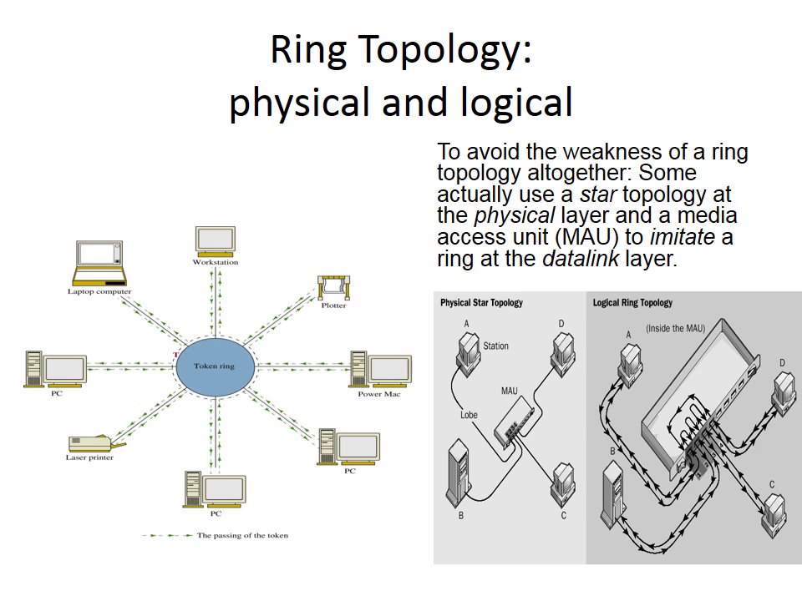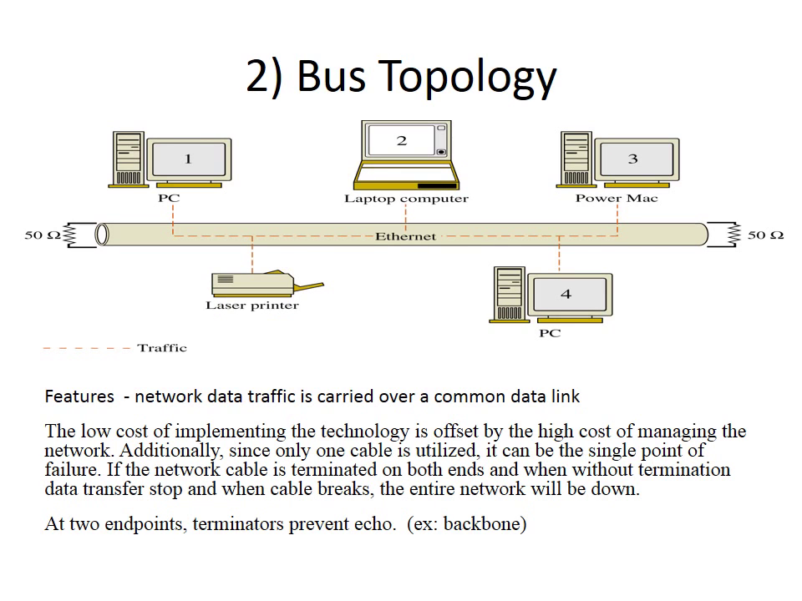To avoid the weakness of a ring topology altogether, some actually use a star topology at the physical layer and a media access unit, MAU, to imitate a ring at the data link layer. In linear bus topology, all of the nodes of the network are connected to a common transmission medium which has exactly two endpoints. This is the bus, which is also commonly referred to as the backbone, or trunk.